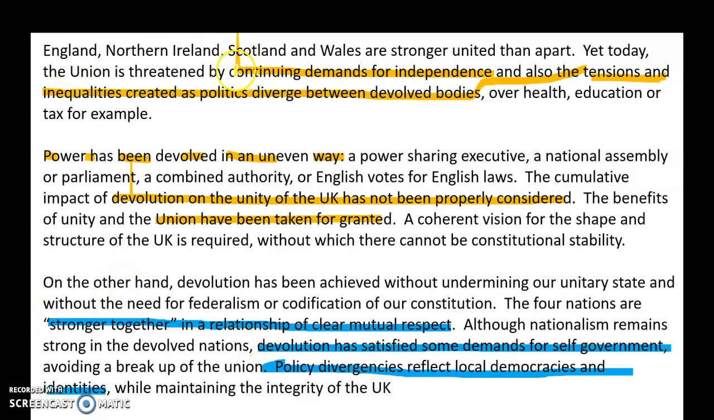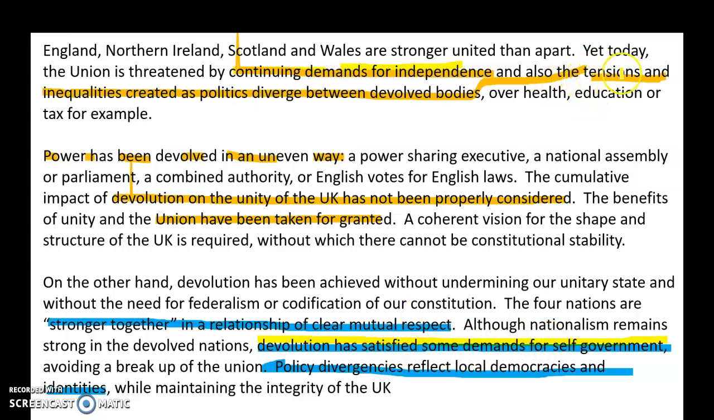So here we've got continuing demands for independence, and then down here we've got devolution has satisfied demands for self-government. These two match up, because this one here at the bottom is saying that demands for independence have been satisfied because Scotland, Wales and all that can rule themselves. At the top here, it is saying that union is threatened by demands for independence. So these two match up. This is the counter argument to this one. This is saying that independence is a big problem. This down here is saying that no, it's not, it's being resolved.